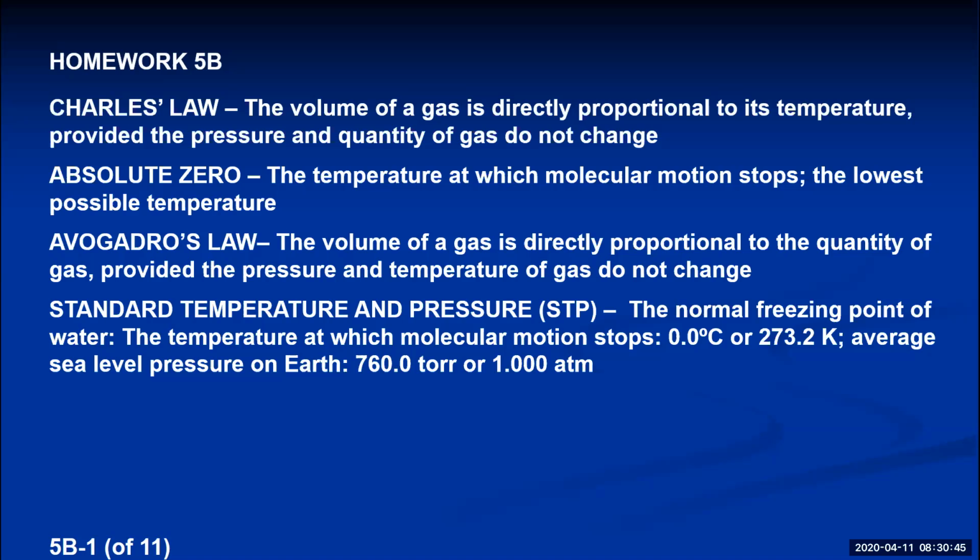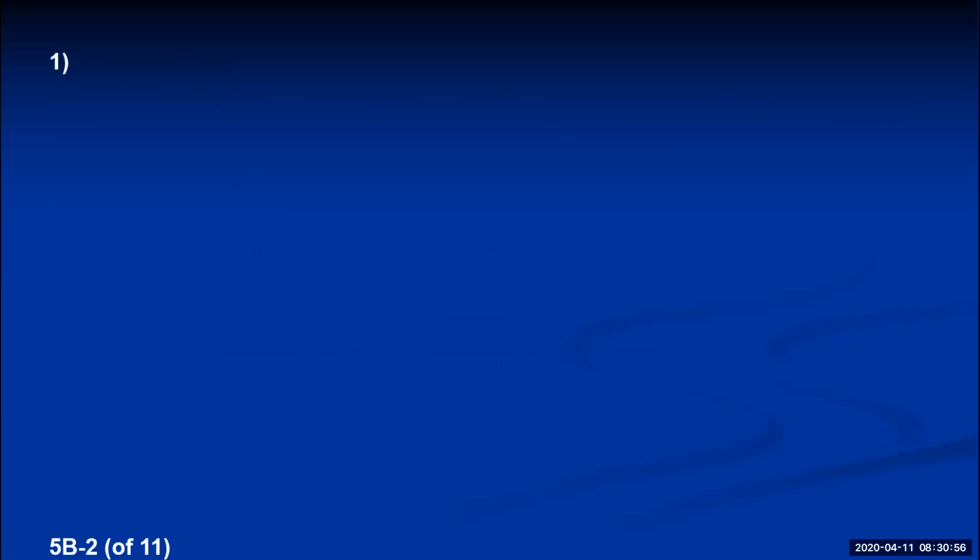Number 1, calculate the moles of gas contained in a 986 milliliter flask at 29.2 degrees Celsius with a pressure of 688 torr. So when you're asked to solve for one particular variable of a gas, you can use the ideal gas law equation PV equals nRT. In this case, we're trying to solve for the number of moles of gas, so I'm going to isolate n, and the number of moles is going to equal the pressure times the volume over R times T.